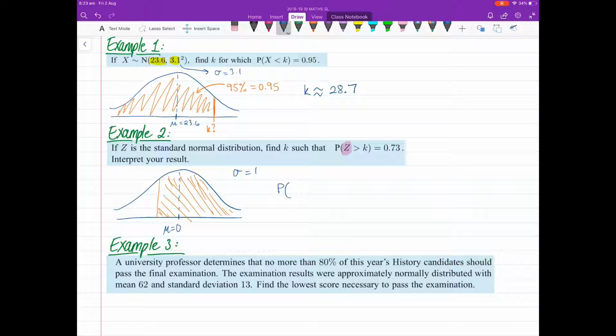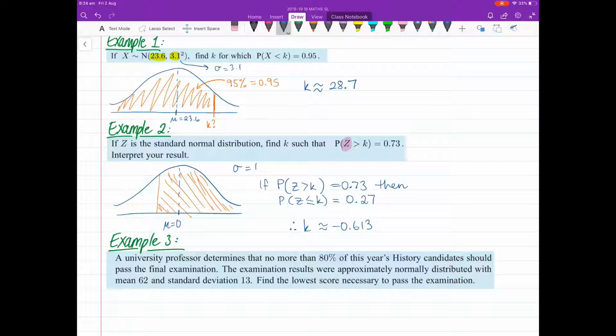So we could say the probability of Z greater than K is equal to 0.73. What you could do though is also see that that means, I think it might be easier typing the calculator this way, so it's going to be less than or equal to 0.27. And so when you put that in the calculator, we should get approximately minus 0.613.